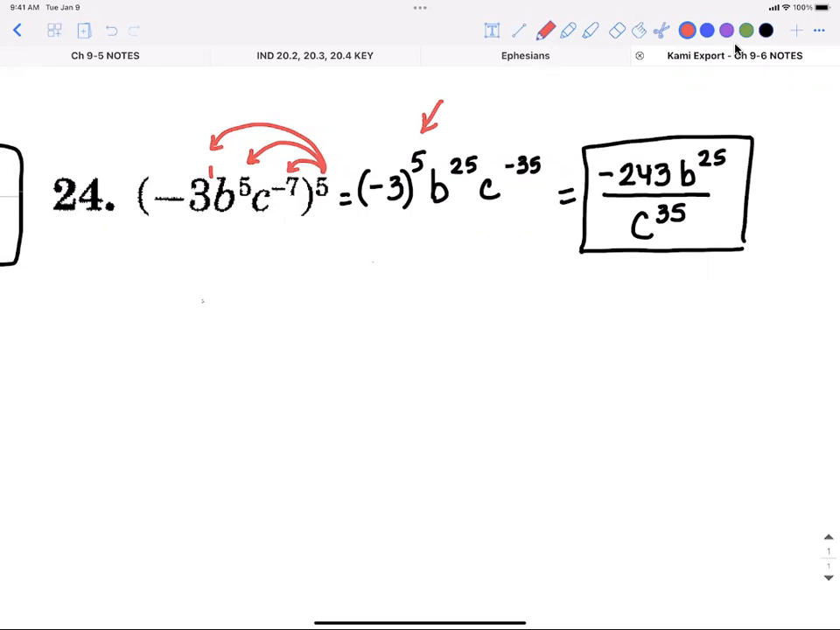And then B to the 25th stays up top. C to the 35th gets moved to the bottom to deal with the negative. And again, that 243, it's okay to stay up top as a negative base. It just doesn't have a negative exponent. So we're good. Are we good?